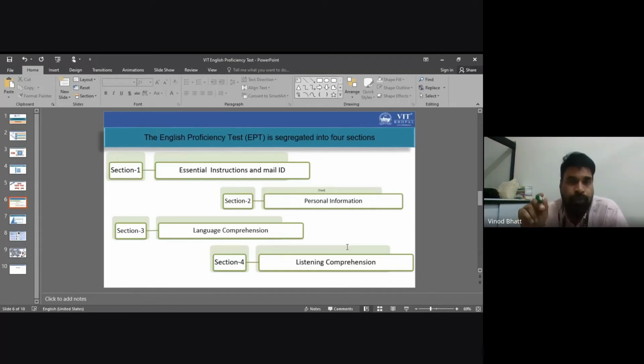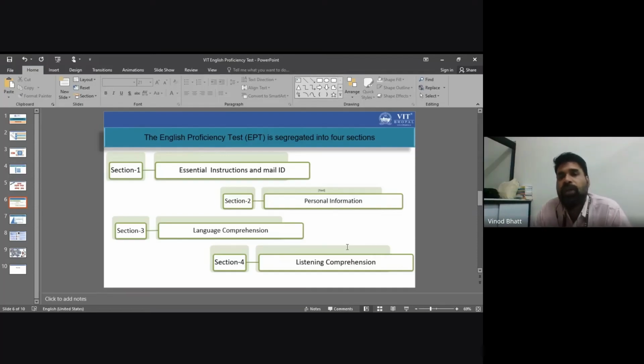You have to join through your VIT mail, and only then will you be able to access the test. Within that Google form, there are 4 segments. In section 1, you will find the essential instructions and mail ID. When you put in this mail ID, the first part is over.